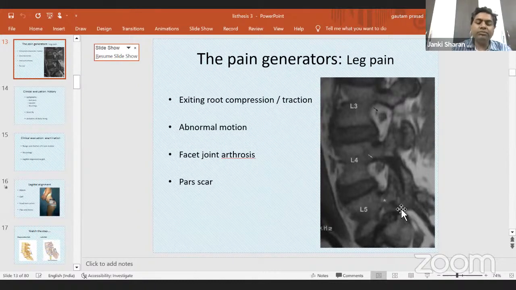Sir, just one more term, sir. You have used extension catch. Sir, what exercise should we do in conservative treatment, sir? What all exercises do we ask the patient to do, and which ones?